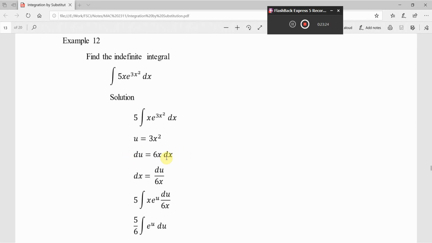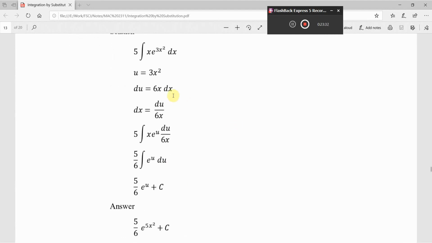Solving this equation for dx, that gives me dx is equal to du over 6x. So doing my u substitution, where the 3x squared is at, I replace that with a u. Where the dx is at, I'm going to replace that with a du over 6x. So I get 5 times the integral of x times e to the u times du over 6x. The over 6, I'm going to bring that out in front, so it gives me 5 over 6 times the antiderivative. The x's cancel, so that leaves me with just e to the u times du.